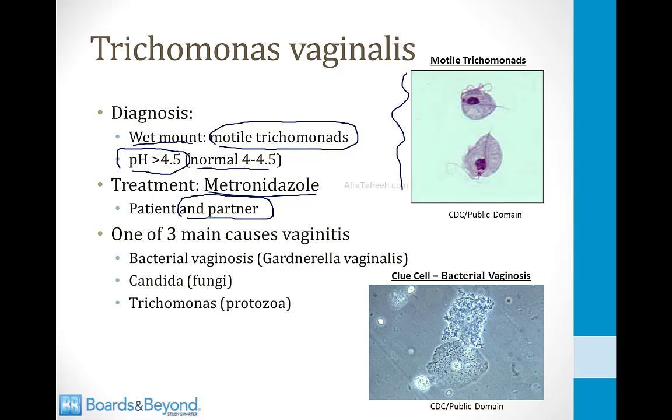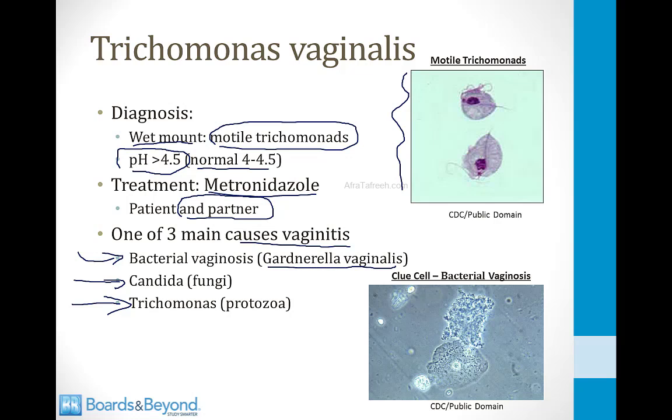And you should know that Trichomonas is one of the three main causes of vaginitis. So when women present with discharge and itching from the vagina, there are three potential infections that can cause this problem. The first one is Trichomonas, which we've been discussing. The second one is Candida, which is a fungus. And the third one is bacterial vaginosis, which is caused by a bacteria called Gardnerella vaginalis.